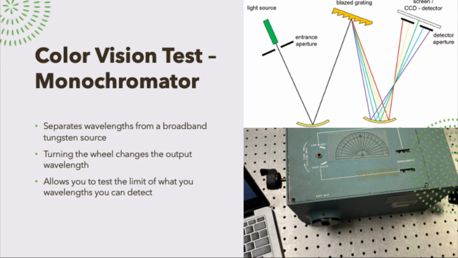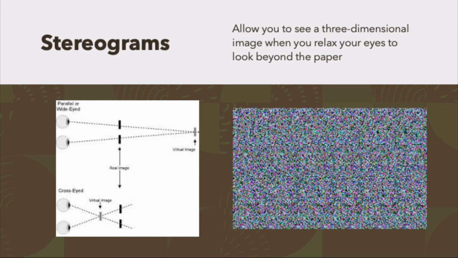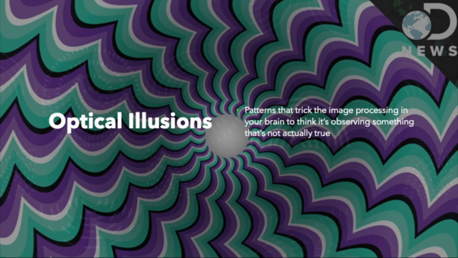Next, you can also test the extent of your color vision by using something like a monochromator that separates wavelengths. Last in the realm of visual perception are things like stereograms and optical illusions. Stereograms are 3D images embedded in a geometric pattern that can be seen by focusing your eyes beyond the pattern. Finally, optical illusions are simply patterns that trick your brain into seeing something that's not actually there, like this wheel that's not actually rotating.